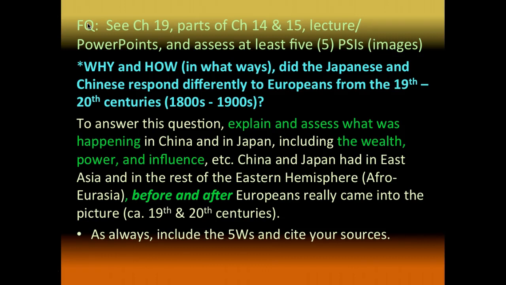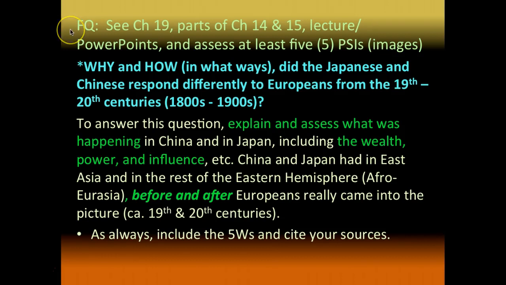Okay, so our focus question, let's review really quickly what we're going to be looking at here. And just to review, we're on chapter 19 in Ways of the World, but in order to answer this question properly and understand really the context of what happens here, there are parts of chapter 14 and 15 that should definitely be reviewed. And of course, look at the PowerPoint, look at the lecture, and there are primary source images that were assigned for this unit. So for this question, you need to assess at least 5 of these images.